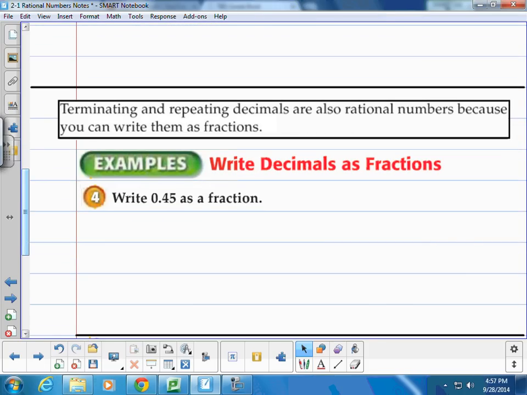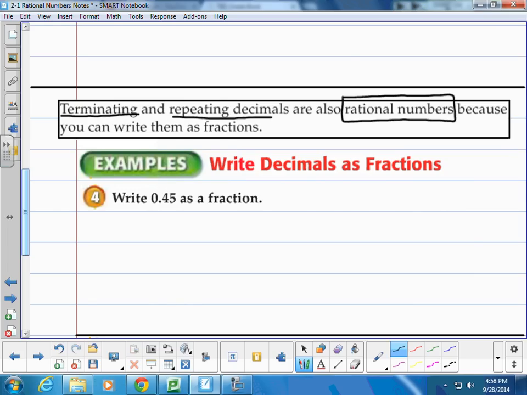Terminating and repeating decimals are also rational numbers. Okay, so decimals, because we can write them as fractions, that's what you've got to think about. We've seen that we can write those decimals as fractions and the repeating decimals as fractions. So because of that, they are rational numbers.